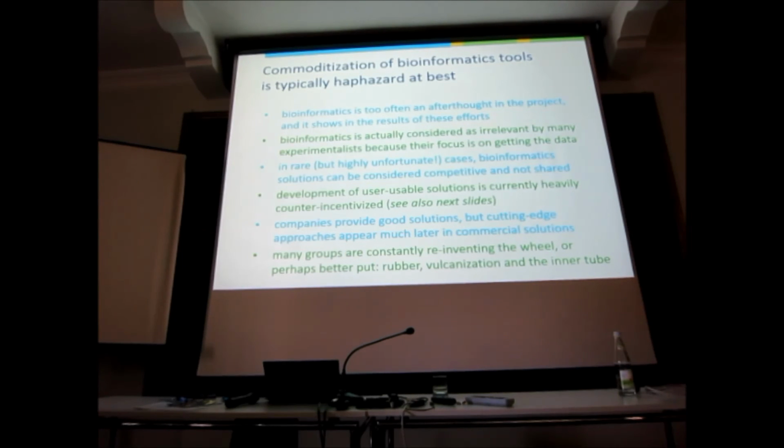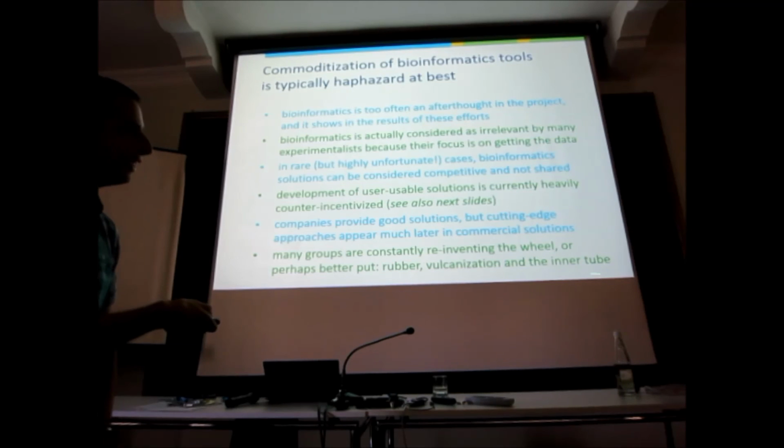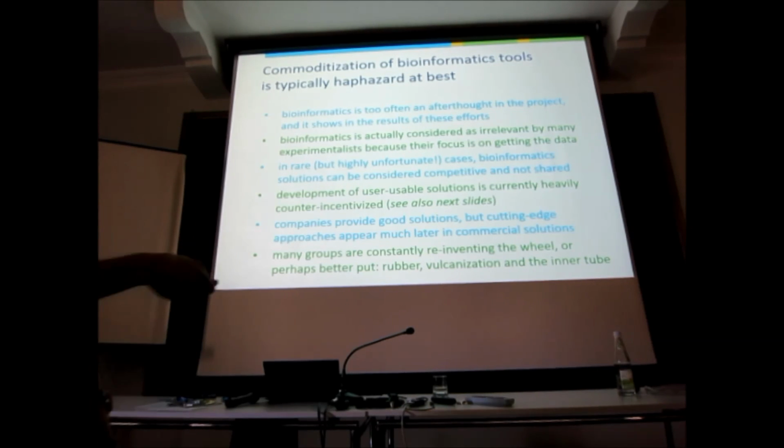Companies provide some good solutions, but the problem with them is that the cutting-edge stuff tends to drag a few years before it really makes it into the commercial solutions. And when the commercial solutions have it, you usually have to pay extra to get the update. So it takes a while before this spreads in the field. So free software buffers that. And many groups are constantly reinventing the bioinformatics wheel. Or rather, they are first figuring out that there is a substance called rubber. And then they're figuring out that you can vulcanize it. And then some clever guy says, I can build an inner tube. And maybe after that, they get to the wheel. Yeah?